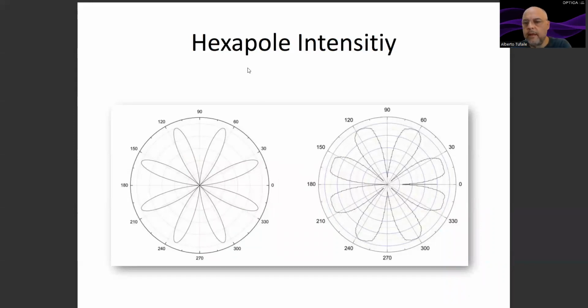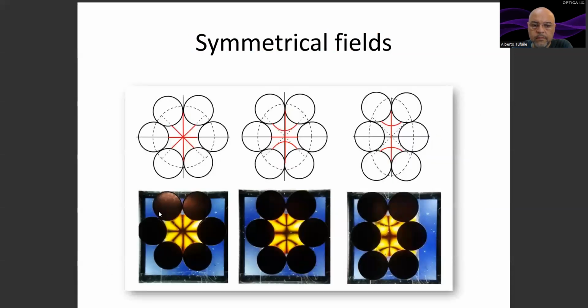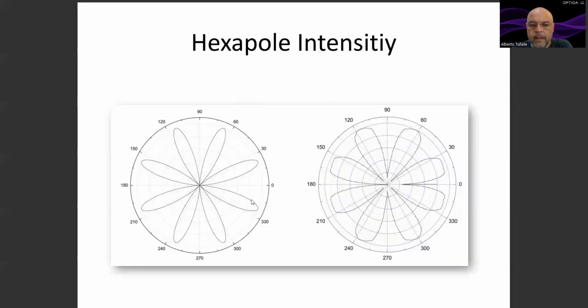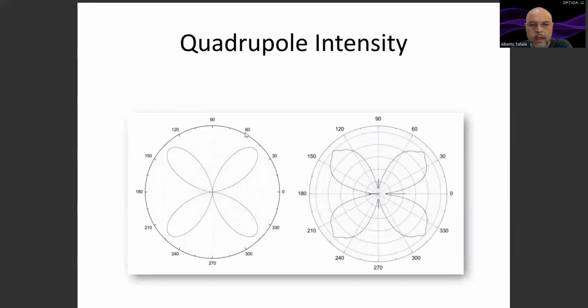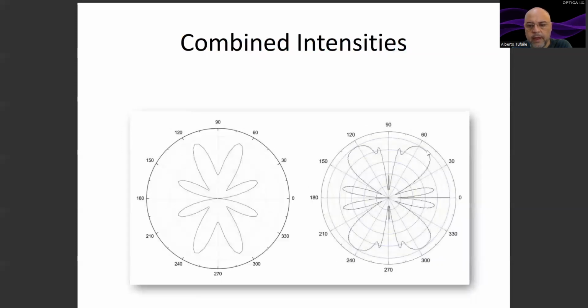We simulated the intensity of the initial hexapole, like this sextupole, and this is the simulation, and this is the experiment. Here, for the case of the quadrupole using Mueller matrices, and here we combined the intensities of this one. So this is the simulation and this is the experiment, where we can see these 8 major lobes in both cases.